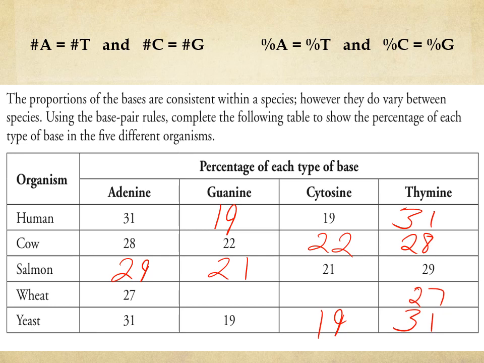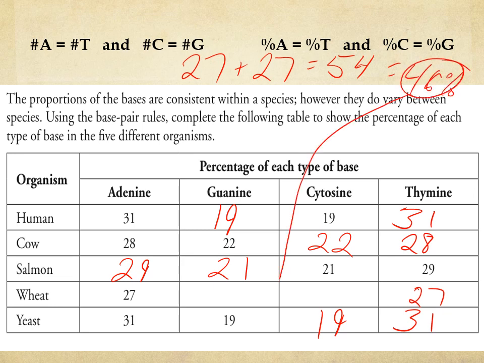I didn't bother to do this math here before I started. We see that wheat has 27% each of A and T. If we add up 27 plus 27, that's going to give us 54. So what is that out of 100? We're left with 46%.